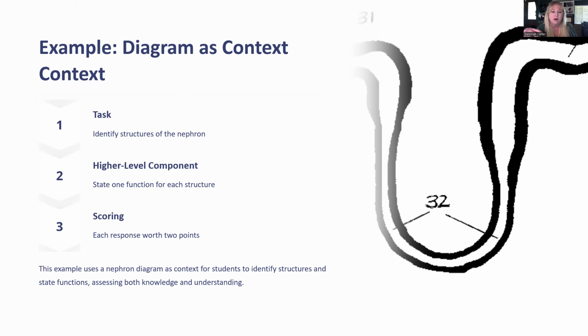So going beyond just labeling and what is this, but what does it do? What can go wrong with it? How would you fix that? What medications might you use? What medications would you not use? Things like that that go beyond just basic knowledge and help them critically think through the process, but by using it as a diagram for context. And NCLEX will do that as well.